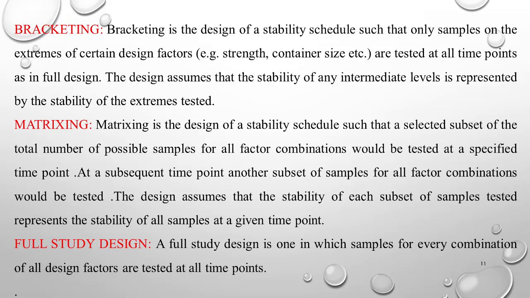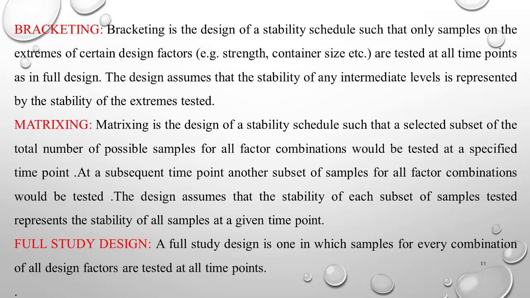If we do the stability studies for 1 batch, that is representative of all the other batches. Matrixing is the design of a stability schedule in which a selected subset of the total number of possible samples for all factor combinations would be tested at a specific time point. At a subsequent time point, another subset of samples for all factor combinations would be tested. The design assumes that the stability of each subset of the samples tested represents the stability of all the samples at a given time point. So we no need to go and test every time. 10 batches taken, go for 1.